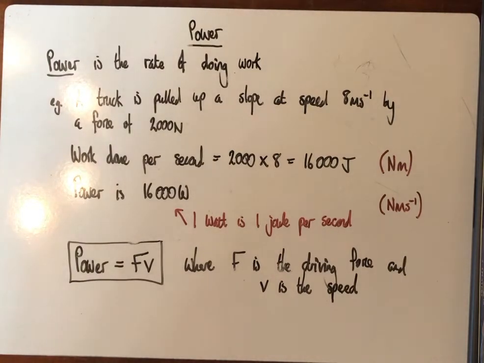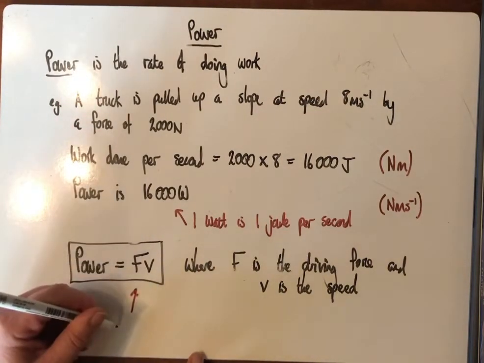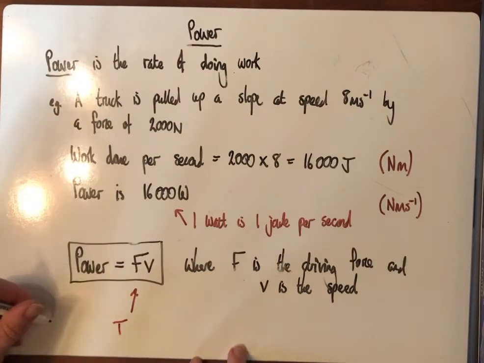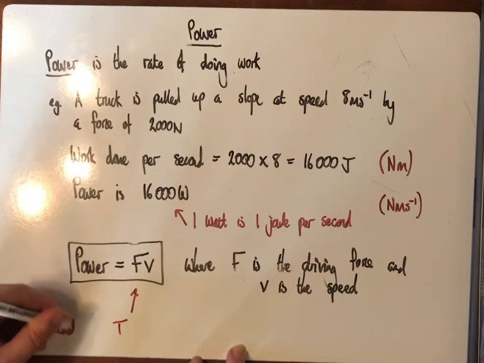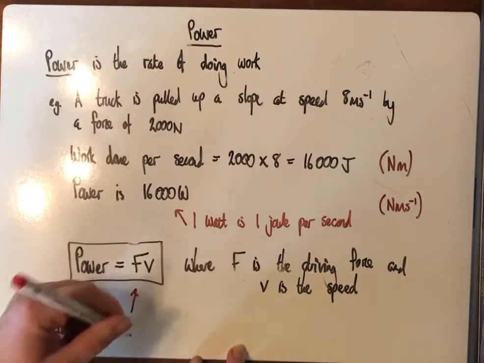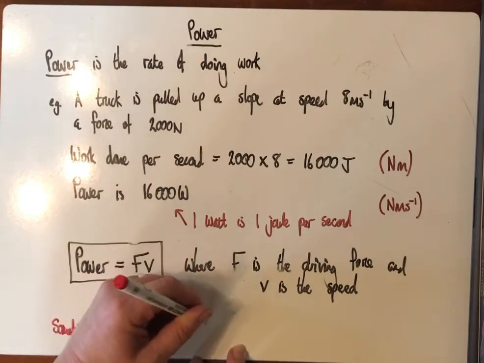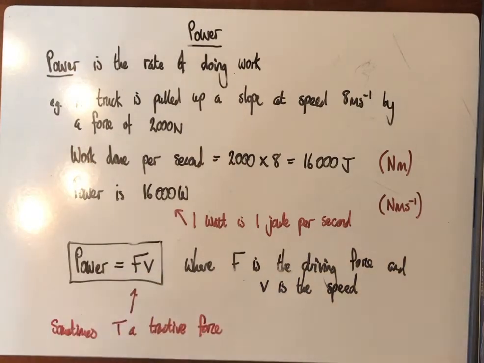Sometimes, just to make this even more confusing, in questions they call this driving force T, which is a tractive force. I might well use D. Otherwise I just find it gets really confusing. If you're doing physics and you're used to using different letters in there, just go with whatever feels right. You're not going to get marked down for using different letters. So power equals driving force times speed.